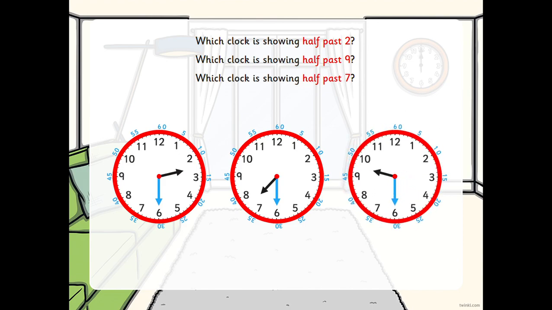Okay, and which clock is showing half past 7? It is this one in the middle. The big hand is on the 6, showing half past, and the little hand is in between 7 and 8. Half past 7.